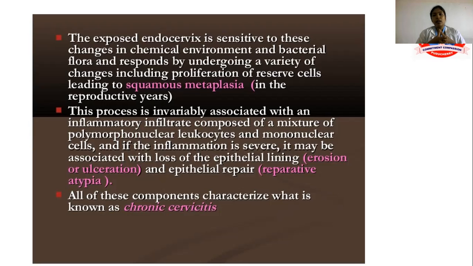During epithelial repair, you can see certain cells which are similar to those of carcinoma cells. So you can confuse them very easily, and that condition is called reparative atypia. During the process of repair, there will be some atypical cells. So these cells are not malignant cells. So you have to be very careful in differentiating reparative atypia from carcinoma. So all of these components characterize what is known as chronic cervicitis.